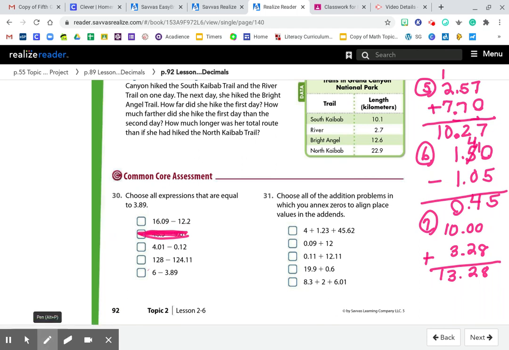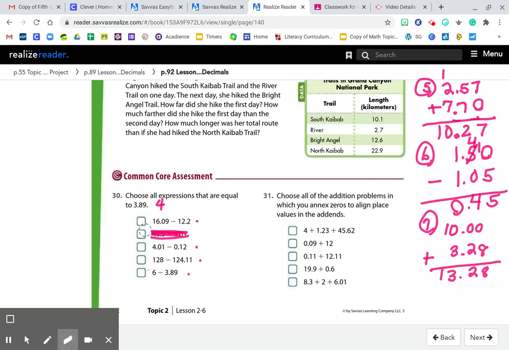3.89 is around 4. So 16 minus 12, my answer is going to be close to 4. So I'm probably going to have to check that one. 4 minus 0.12, that could be close. 128 minus 124, that could be close to 4. And 6 minus 3 could be close to 4. So we only got rid of one of them there. So you're going to have to solve all of these problems separately and then shade in the one that fits. Let me just make sure I'm not looking like that's shaded in because it's not shaded in. Come on, computer. Very laggy.